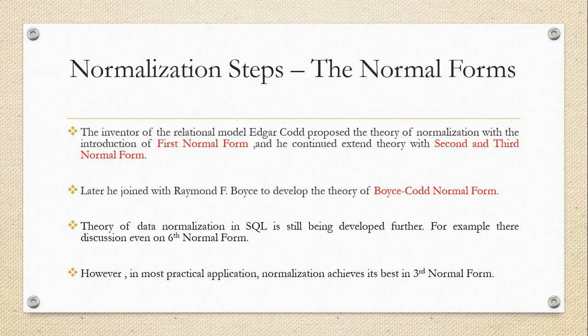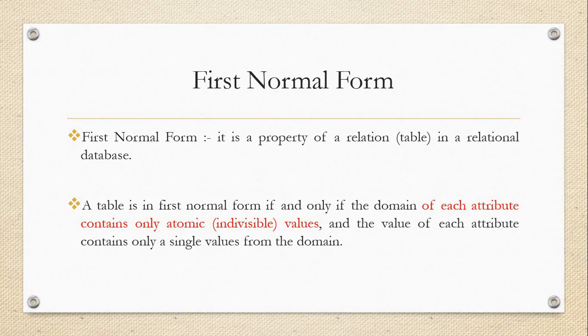Now we'll discuss the first normal form. We will apply this on our existing data, the diagram we have. The first normal form is a property. Don't worry about the definition. If you did not get the concept, just wait a few seconds, I will give an example. After that, if you still did not get the concept, you can ask the question right now. The definition of first normal form: it is a property of a relation. A relation is nothing but a table. It is a property of a table in a relational database. It is one of the properties.